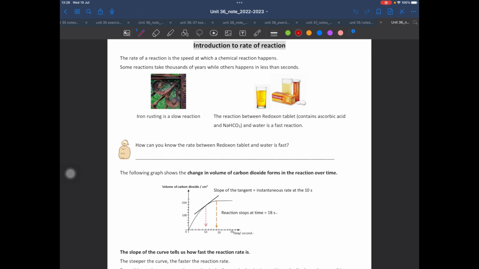And here we start the discussion on Unit 36 about the reaction rate. At the start, we will see some reactions are very slow, for example, rusting, but some reactions are very fast. For example, an acid reacting with carbonate, or neutralization. It only takes a few seconds to complete.